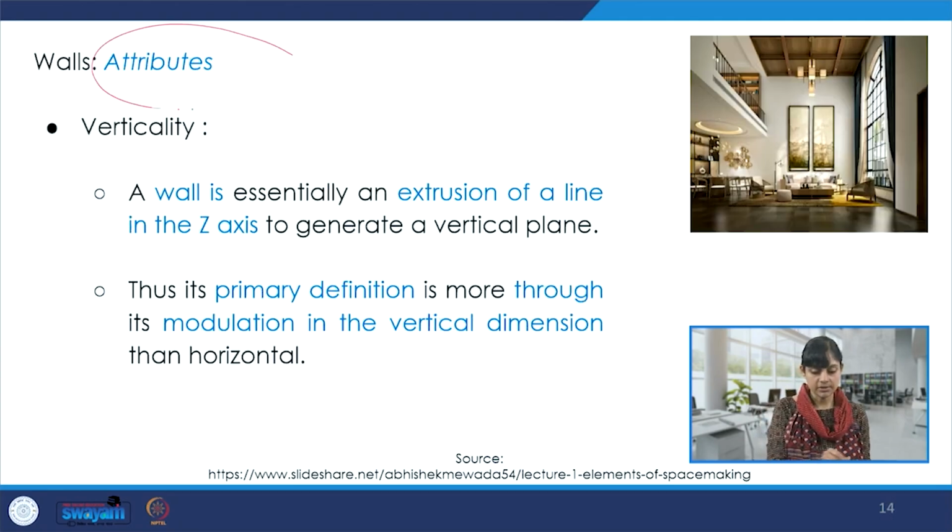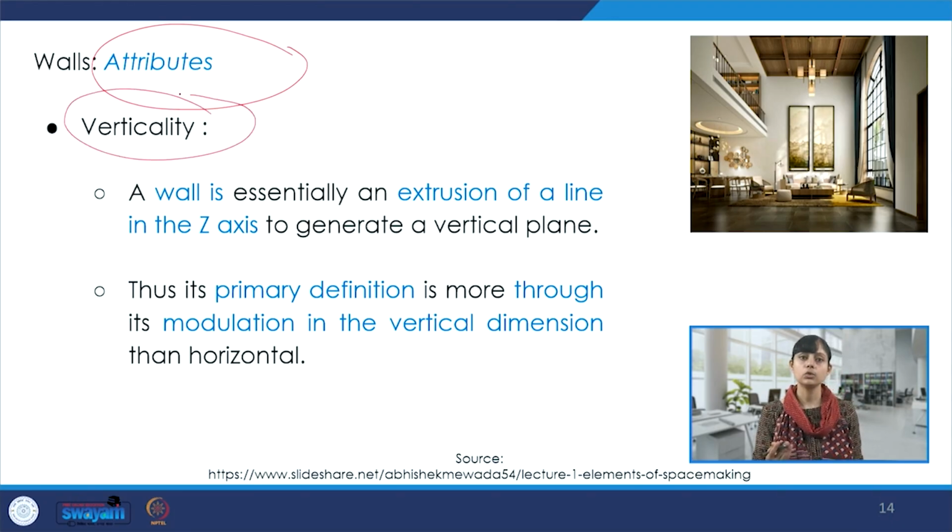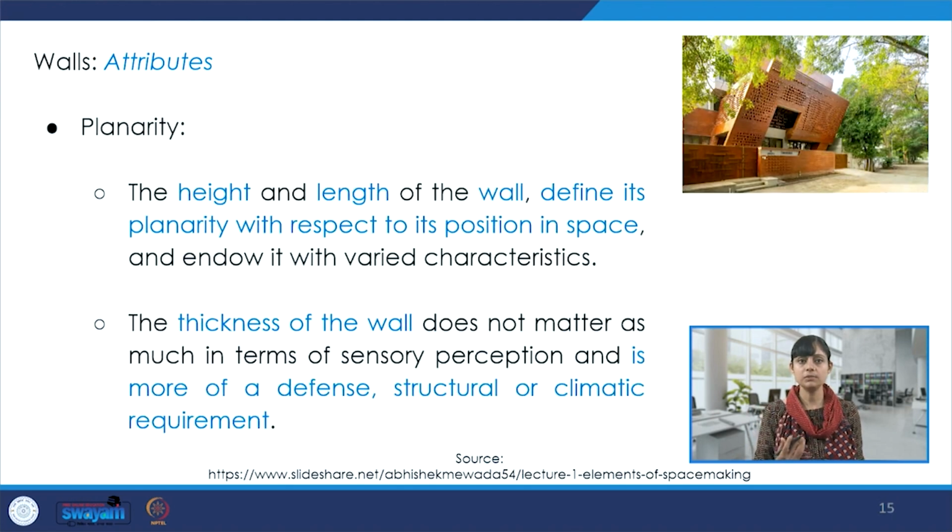If we talk about the attributes or characteristics, while talking about walls, an important attribute would be verticality. So a wall is an extrusion of a line in the z-axis, and its primary definition is through the modulation in the vertical dimension. We also see planarity. Now, the height and length of a wall, they define the planarity with respect to its position in space. The thickness of the wall does not matter as much, at least in terms of sensory perception, but it is more of a defense, structural, or climatic requirement.